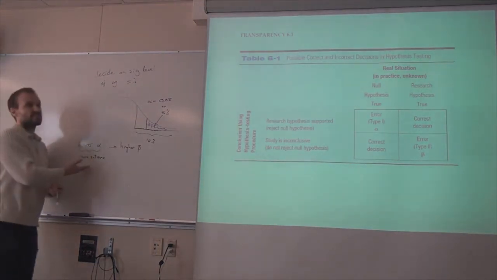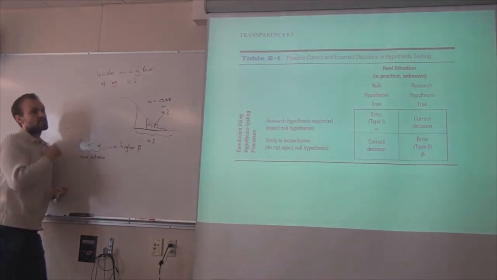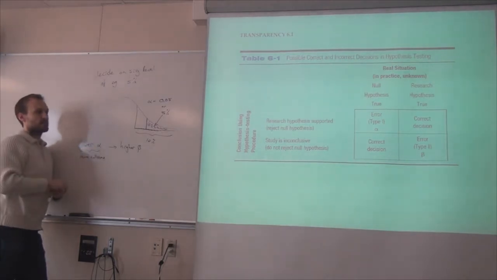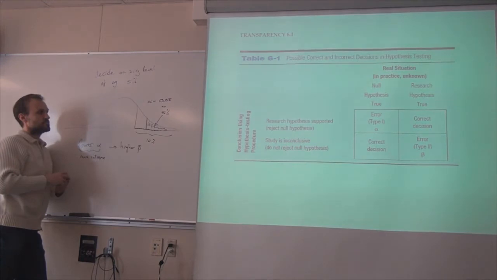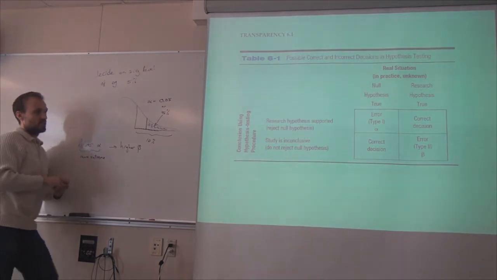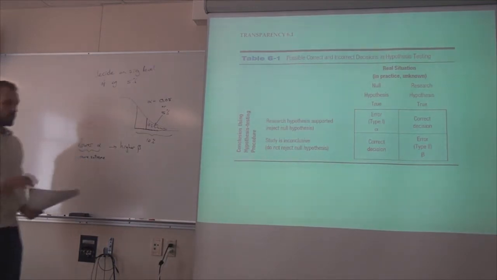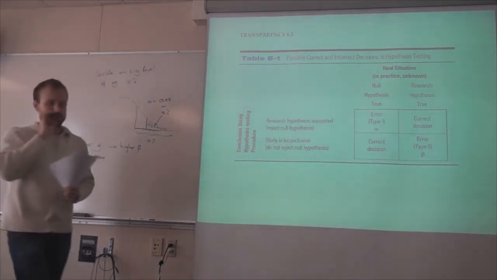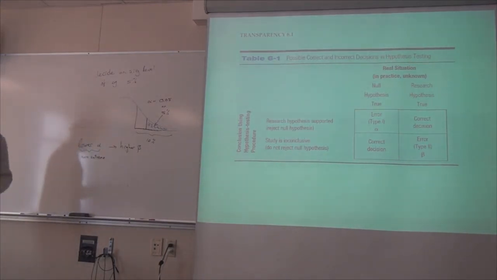Because I'm not going to reject it very often. It really has to be out there before I reject it. But the research hypothesis could be true, and I didn't reject it. That's exactly the type 2 error. So there's a balance between these two. That's not immediately obvious. Okay, so we're going to go back to the type 2 error in a little bit, but I first want to talk about effect size.